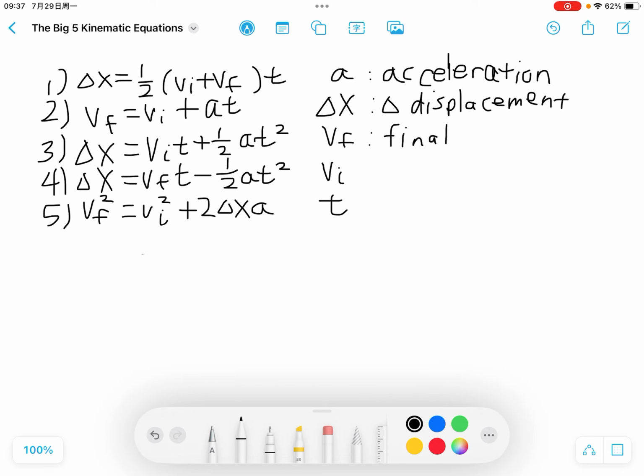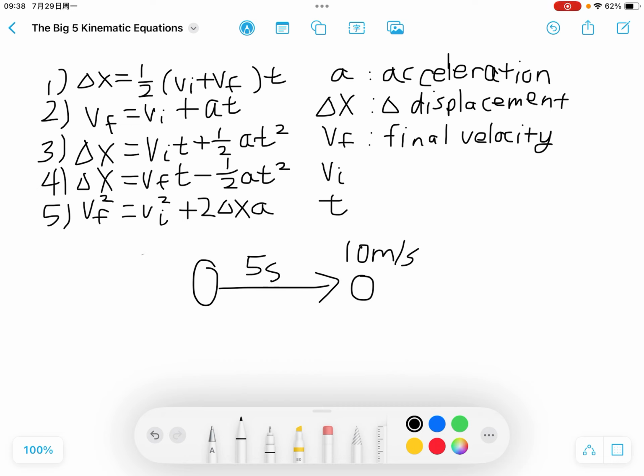Vf is the final velocity. So the velocity that I end with, so just now for the football, after 5 seconds, I end with a 10 meter per second velocity, right? So that's my final velocity. That's Vf. So initial velocity in this case is going to be, so Vi is initial velocity. And initial means the thing we start with. So initial velocity is the velocity you start with.